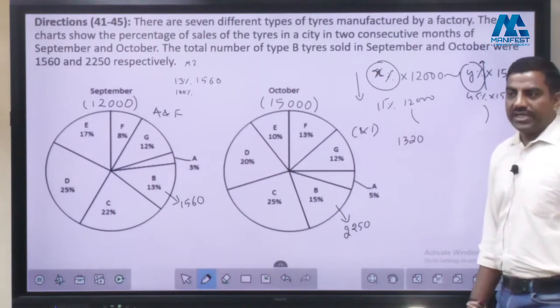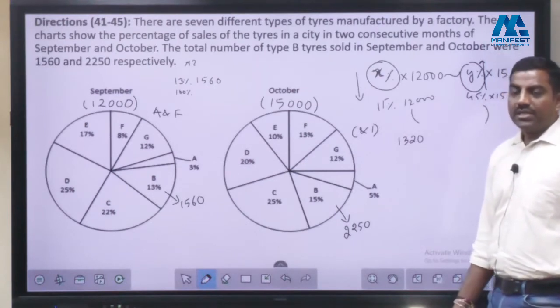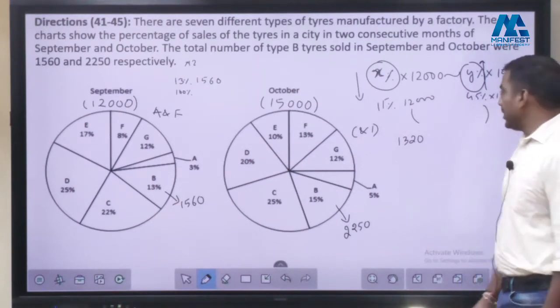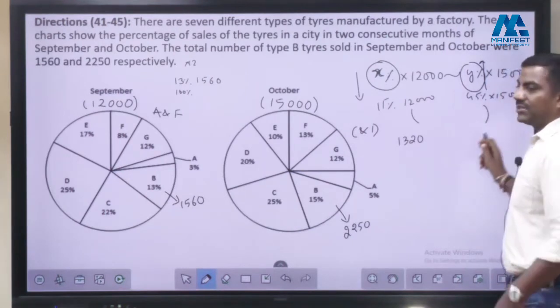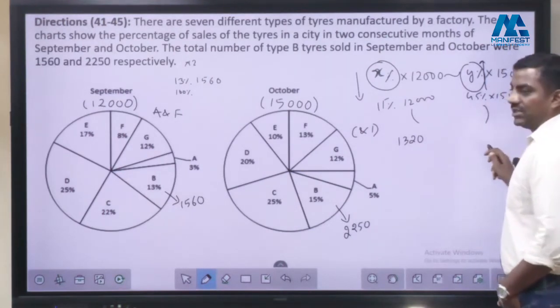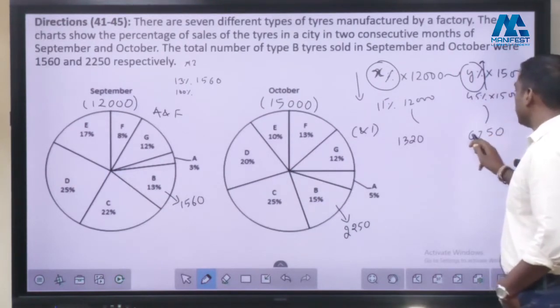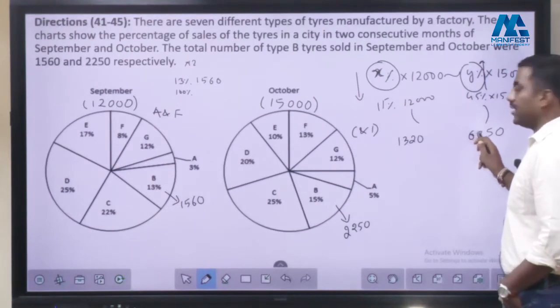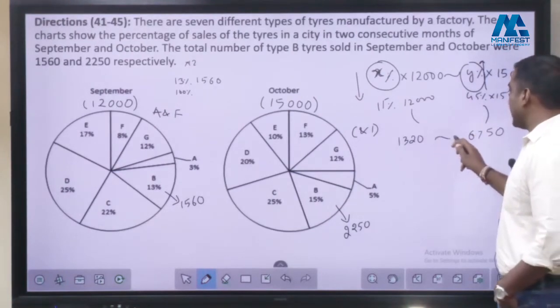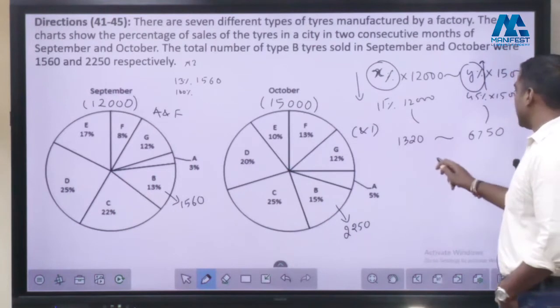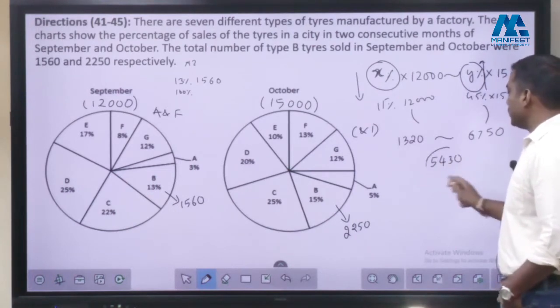11 into 12 is 132. Then adjusting the number of zeros, 1320. Then 45% of this 15,000. 15 fives are 75, 15 fours are 60, 6750. 1320 here, 6750 here. So take the difference. That is 5,430.